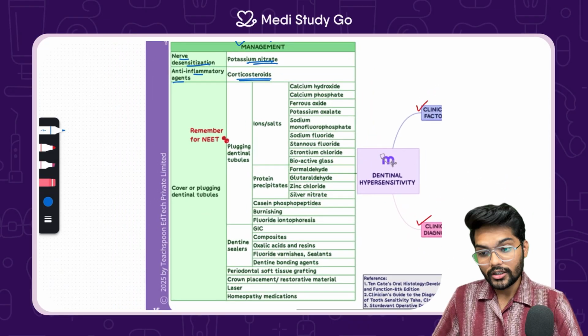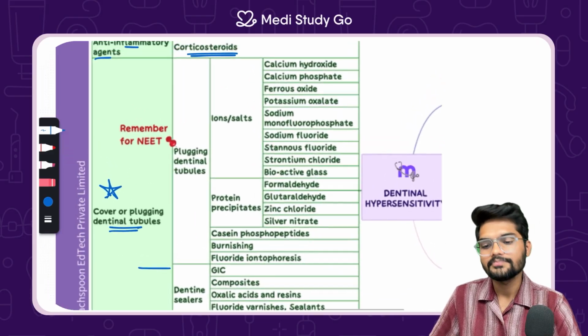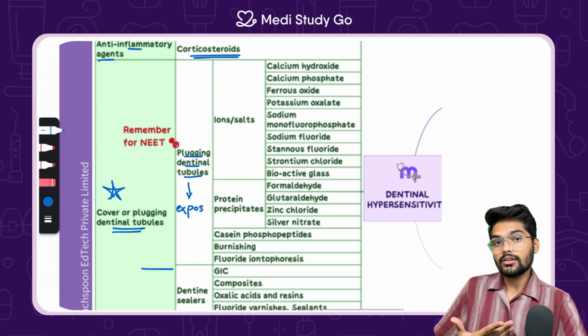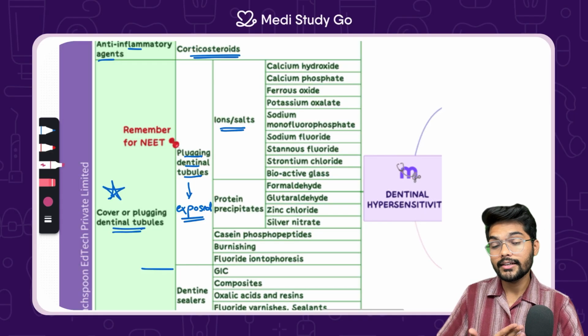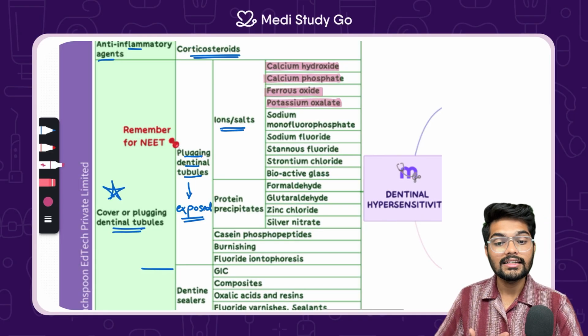And moving on to the important part, which is covering or plugging the dentinal tubules which were exposed. So let us first go through plugging the dentinal tubules, and there are a few different methods in which this can be done. The first one we are going to go through is covering them with the help of ions or salts. These are the list of salts and ions which you really need to remember: calcium hydroxide, calcium phosphate, ferrous oxide, potassium oxalate, sodium monofluorophosphate, sodium fluoride, stannous fluoride, strontium fluoride, and bioactive glass.